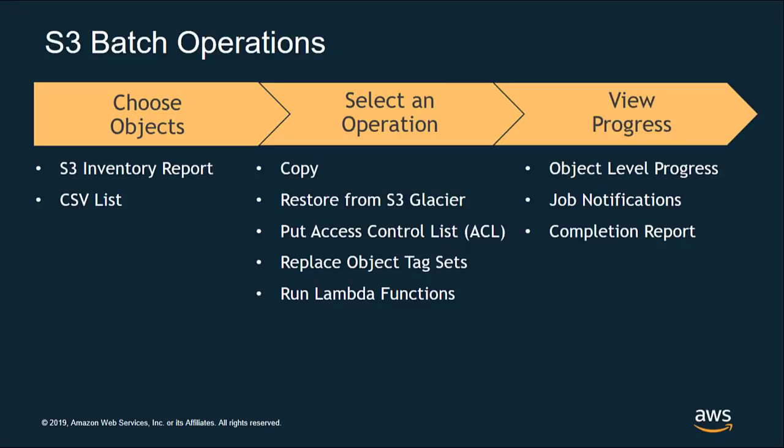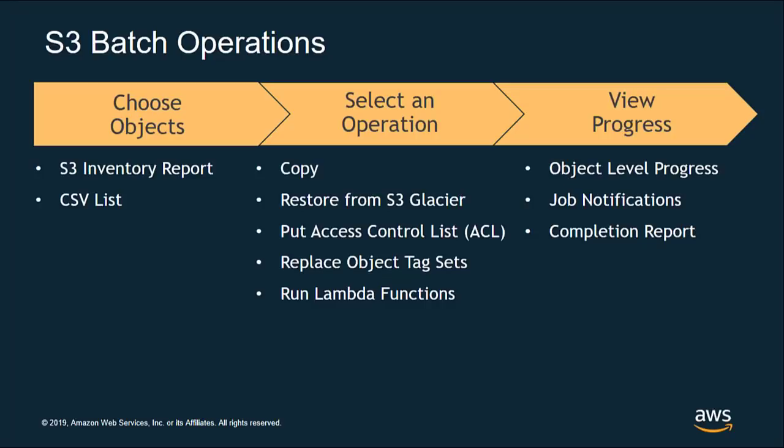So it's object level progress like we just saw, where it's showing you 75% of the job's complete. You're also seeing a granular count of successful and failed object operations. So if you have 1 million tasks as part of a job, you're going to see that count and see exactly how many have been done at any point in time.